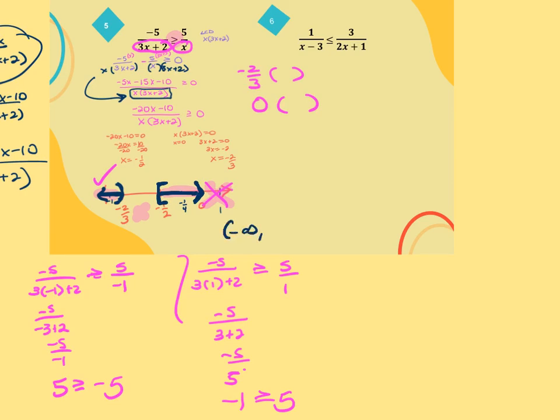So negative infinity to negative 2/3, parentheses, union, bracket, negative 1/2 to 0, parentheses. The infinity always gets a parentheses. Infinity always has a parentheses because it's not a number we can include.